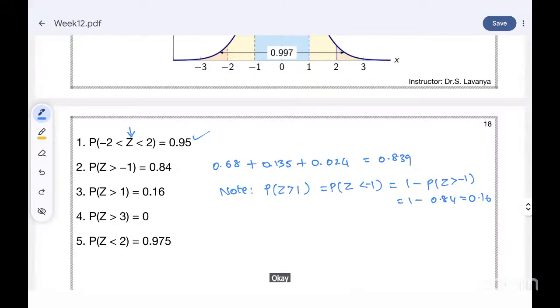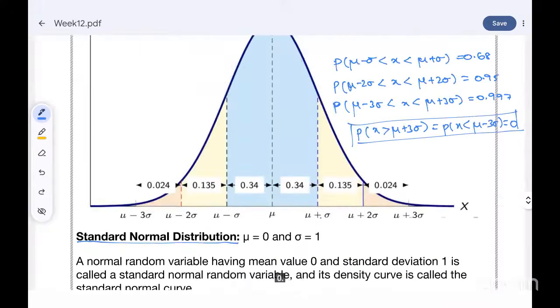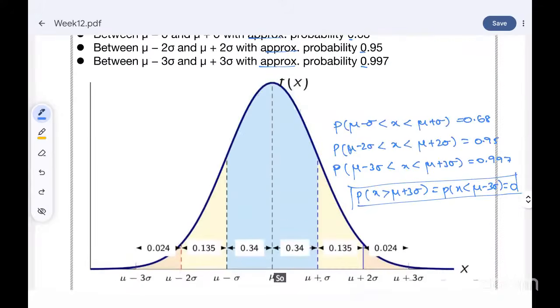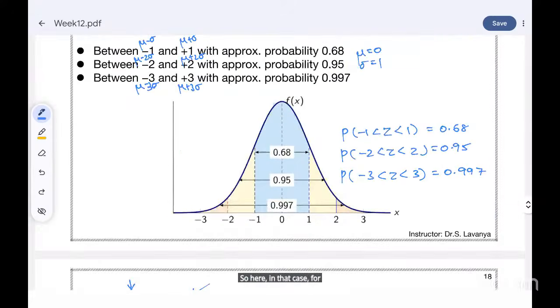Okay, fine. Now what is probability of z greater than 3? As I already mentioned, it is 0. X greater than mu plus 3 sigma and x less than mu minus 3 sigma we consider as 0. So for a normal curve, probability of z greater than 3 and probability of z less than -3, we consider it as 0 usually. The probabilities are 0.95 and 0.997.